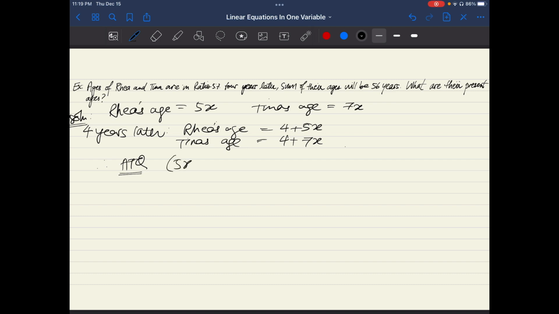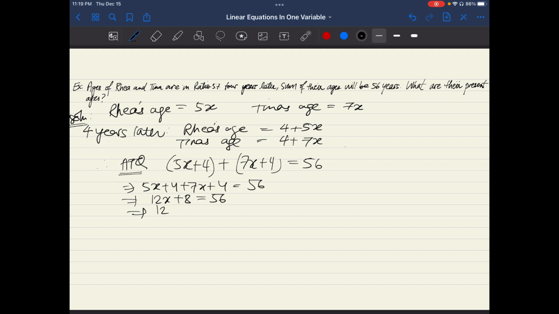We have 5x plus 4 plus 7x plus 4 equals 56. And now we'll solve this. 5x plus 4 plus 7x plus 4 is 56, which implies 12x plus 8 is 56. So 12x is 56 minus 8, which is 48, which implies x is 48 over 12, which is 4. Therefore, the value of x we have is 4.